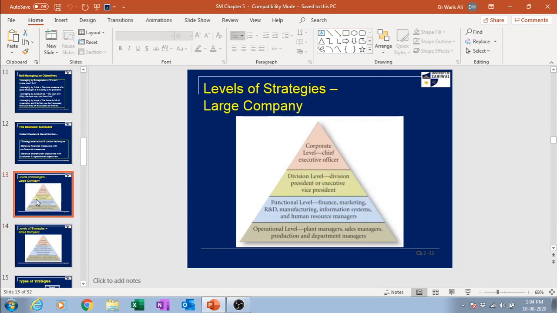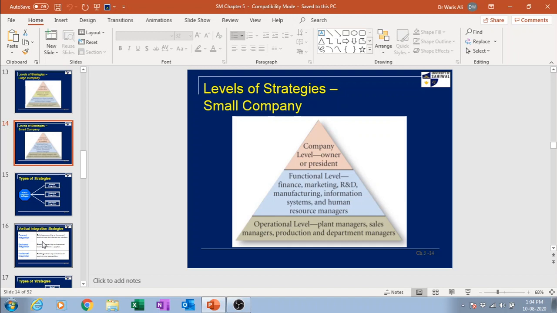And operational level: plant manager, sales manager, production manager, and things like these. And in large companies we might have chief executive officers, then we have divisions, and within the division or within the sub company we have marketing, finance, and functional departments, and then we have operational levels, operations.